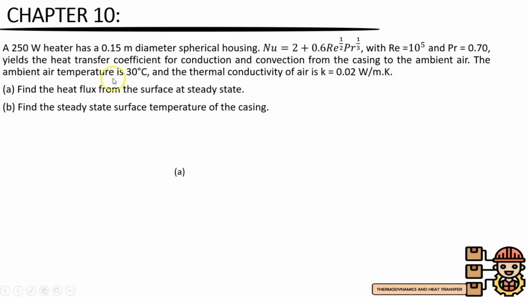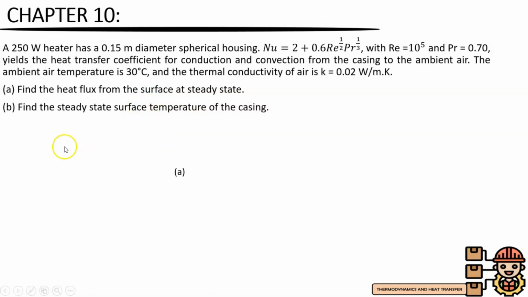The ambient air temperature is 30 degrees Celsius and the thermal conductivity of air is 0.02 watts per meter Kelvin. Find the heat flux from the surface at steady state and find the steady state surface temperature of the casing. So here in our problem, we are asked to find the value of the heat flux from the surface at steady state and the value of our surface temperature of the casing.